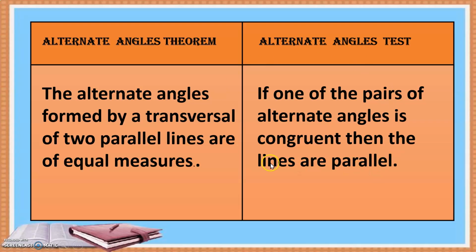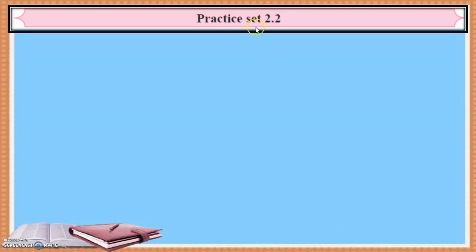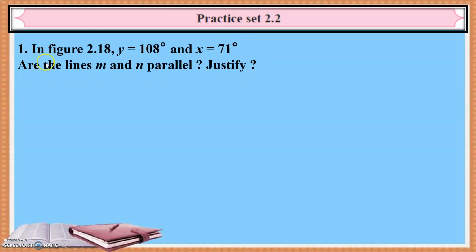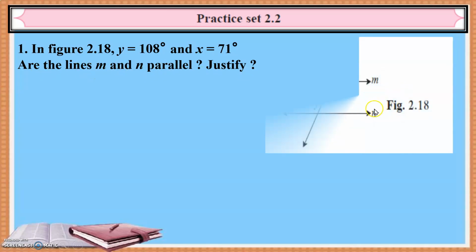Now we'll have to be using all this to start with the next practice set, that is practice set 2.2. So let's start with practice set 2.2, the first question. In figure 2.18, y is equal to 108 degrees and x is equal to 71 degrees. Are the lines M and N parallel? Justify. So let's have the figure, students. So x is this, y is this. What type of angles are they?